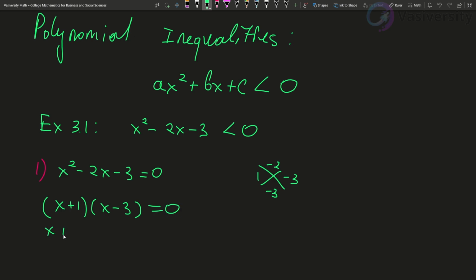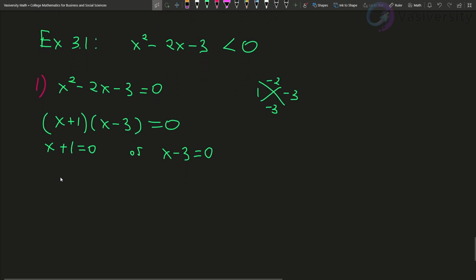So that means either x plus 1 is equal to 0 or x minus 3 is equal to 0. But in this case, we need both. So we're going to have that x is equal to -1 and x is equal to 3. We have two solutions. But here, that means we have 3 intervals. Even though we have 2 solutions, we have 3 intervals.